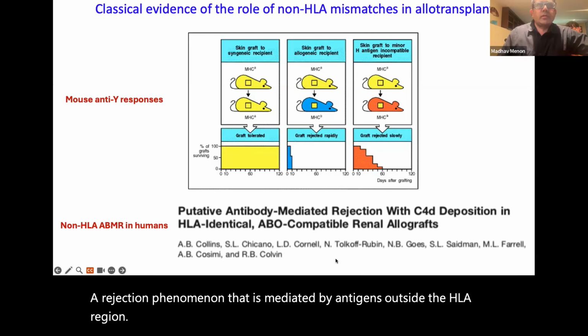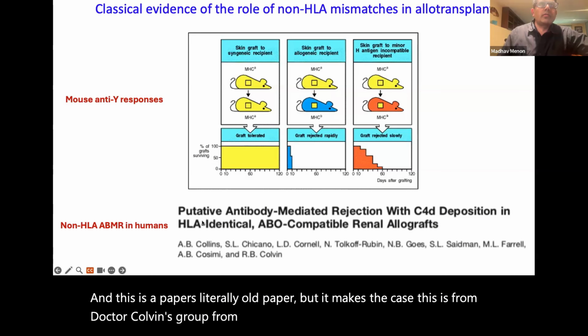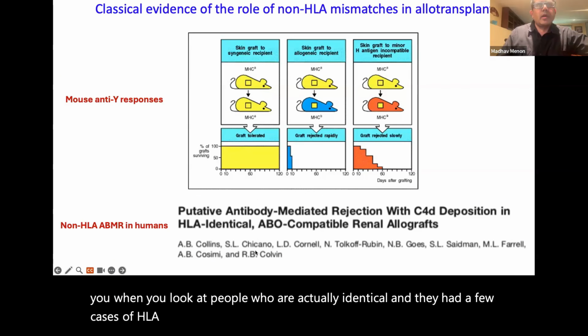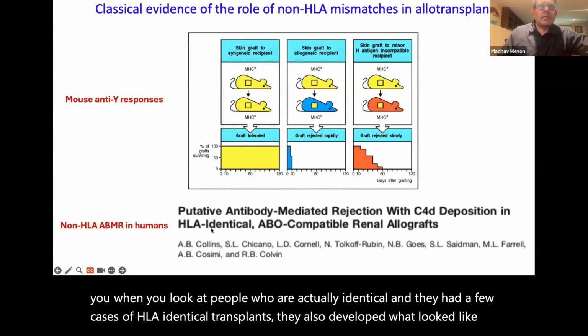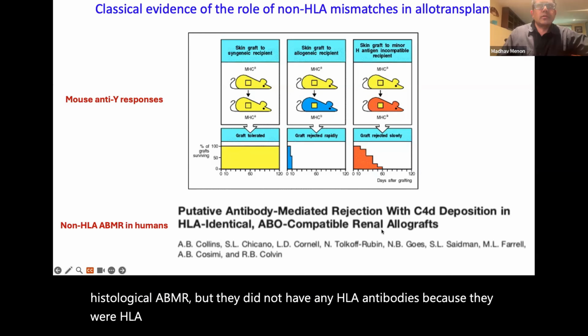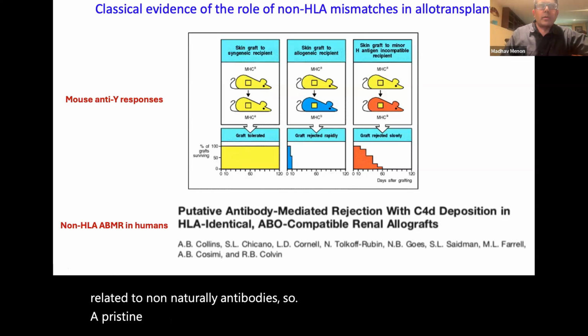And this is a literally old paper, but it makes the case. This is from Dr. Colvin's group from Harvard. And what they showed is that when you look at people who are HLA identical, and they had a few cases of HLA identical transplants, they also developed what looked like histological ABMR, but they did not have any HLA antibodies because they were HLA identical. And so this is presumed to be related to non-HLA antibodies. So a pristine way of showing this phenomenon. Of course, we know there's more than this.